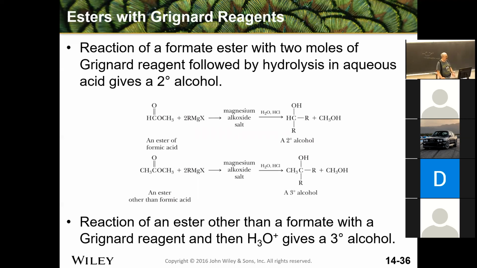So here we have a formate ester, methyl formate, and it reacts with 2 equivalents of Grignard reagent. The R comes from the Grignard reagent, so we've added 2 of these R groups, and we get a secondary alcohol from a formate ester. From any other ester, again, we add 2 equivalents of Grignard and we get a tertiary alcohol with at least two of the alkyl groups the same.